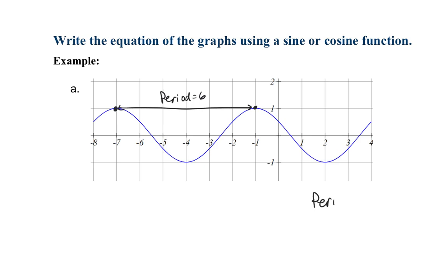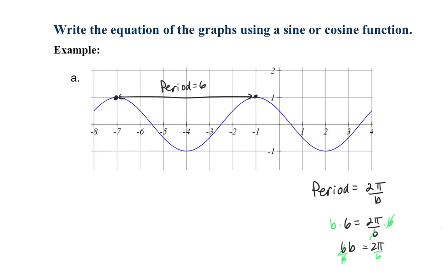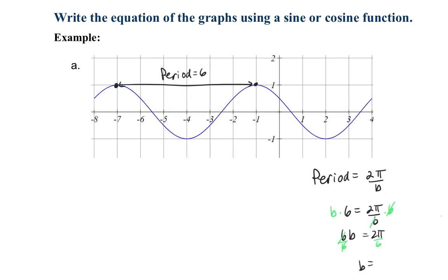And since period is equal to 2 pi divided by b, the period is 6, so 6 equals 2 pi divided by b, but we actually want to solve for that b. So I'm going to multiply both sides by b, and so I would get 6b equals 2 pi. Sorry, my b's and my 6's look the same. And then dividing by 6, I get that b is equal to pi over 3.